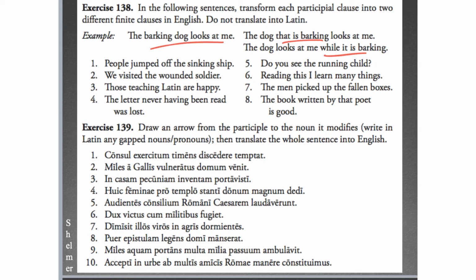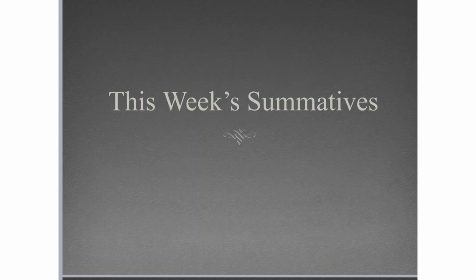So people jumped off the sinking ship, number 1. People jumped off the ship that was sinking. People jumped off the ship because it was sinking. All right, so just different ways to translate the participle. All right, and then in 139 there, you're just practicing with agreement. So timens is nominative singular and agrees with consul. All right, vulneratus is nominative singular. It agrees with miles. Note that they're not always next to the noun that they modify.